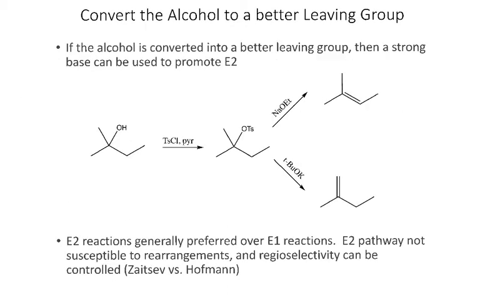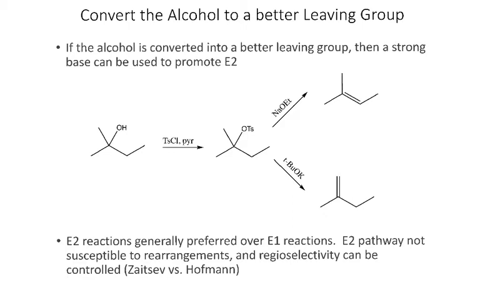So to my mind, even though I've used a lot of this video talking about elimination under acidic conditions, I think the better way to get elimination in synthesis is to convert the alcohol into a better leaving group. The easiest way to do that is to react it with TsCl and pyridine. That converts it into a tosylate. Now the advantage of this is I can do elimination with a strong base, and I can control which product I get by choosing a bulky base, which will give me the less substituted alkene, or I can use a non-bulky base, which will give me the more substituted alkene.